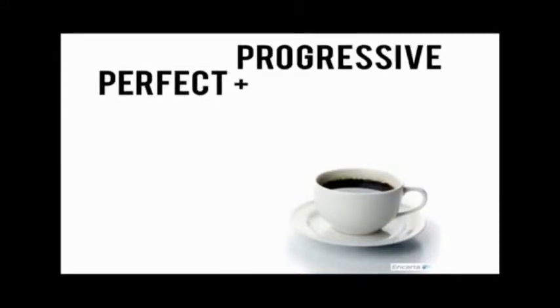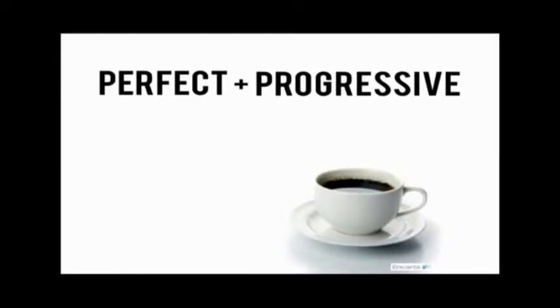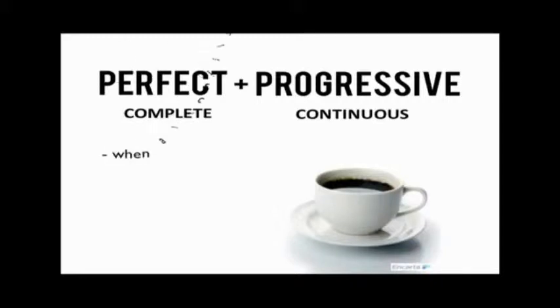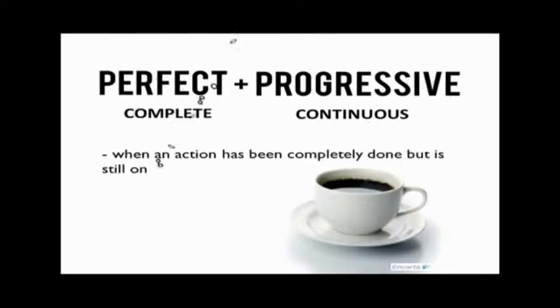This aspect is simply the combination of the perfect aspect and the progressive aspect. Since perfect can be defined as complete and progressive means continuous, this aspect may be shortly defined as when an action has been completely done but is still ongoing or continuous.